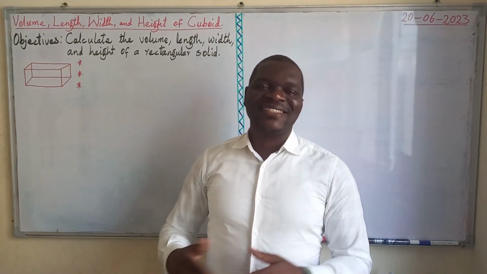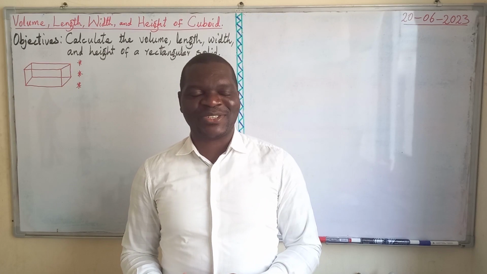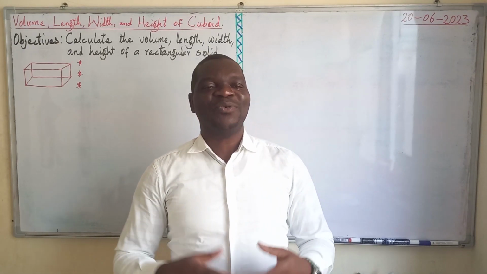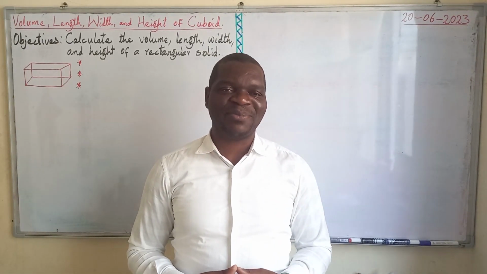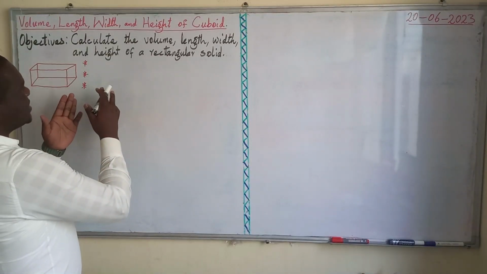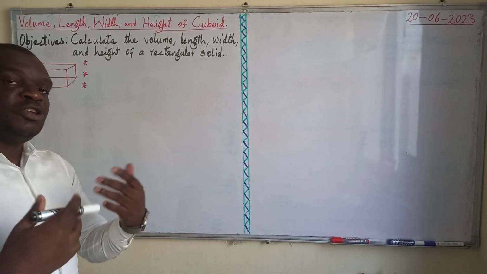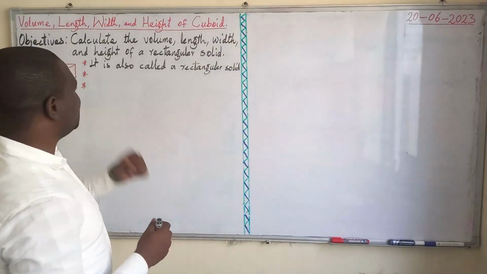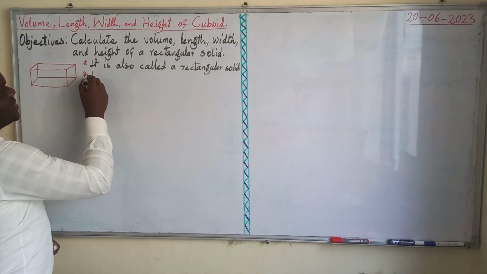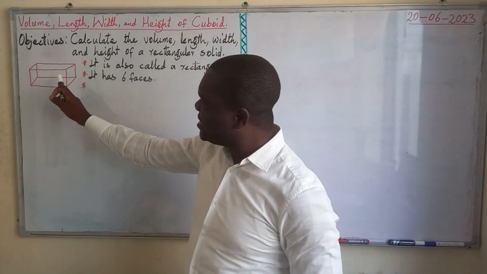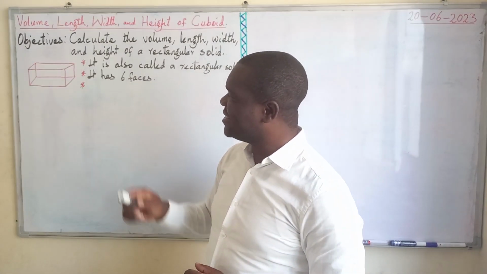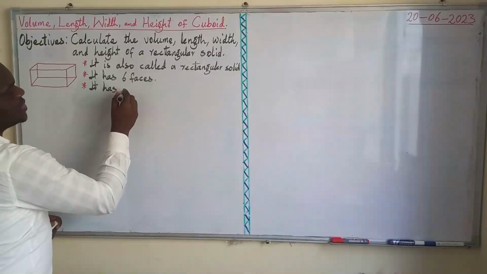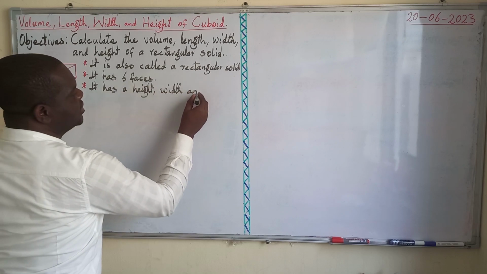Now, what is a cuboid or a rectangular solid? Let's look at some 3 key facts about a rectangular solid, and we'll go straight into solving some examples for your understanding. The first aspect of a cuboid is you should know that another name for a cuboid is a rectangular solid. Let's look at another aspect of it. It has 6 faces, and with these 6 faces, the opposite sides are identical. Let's look at the last fact about a rectangular solid. It has a height, a width, and length.